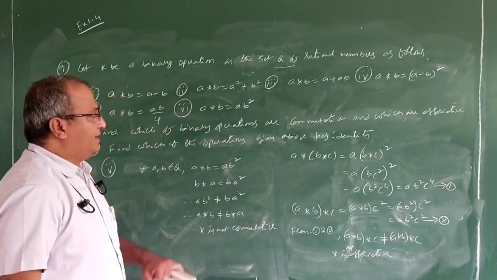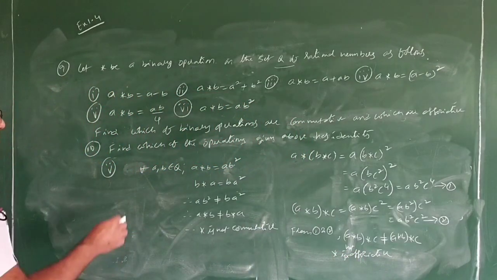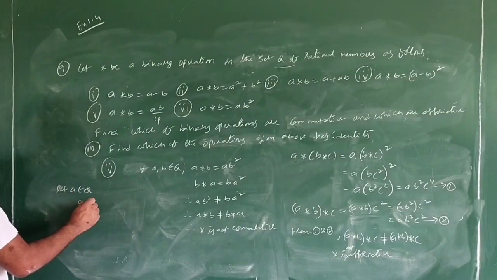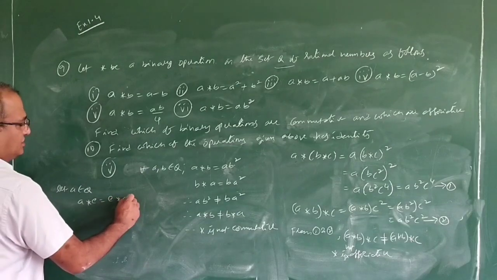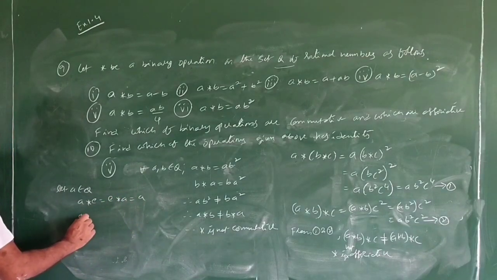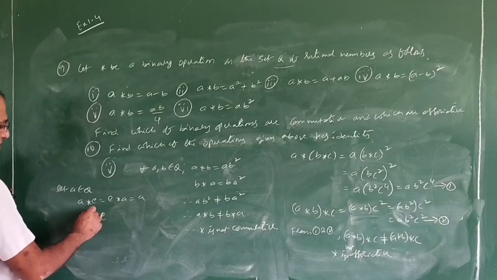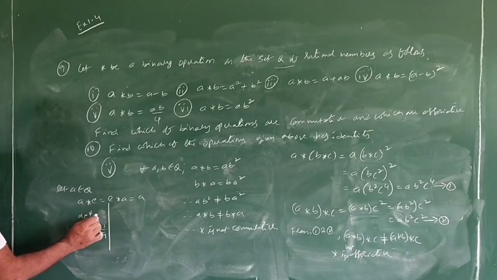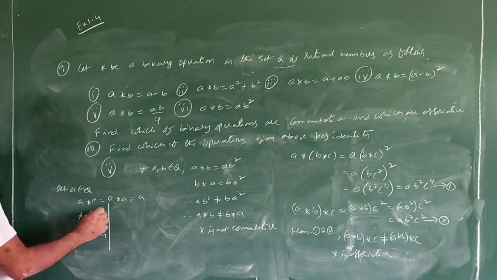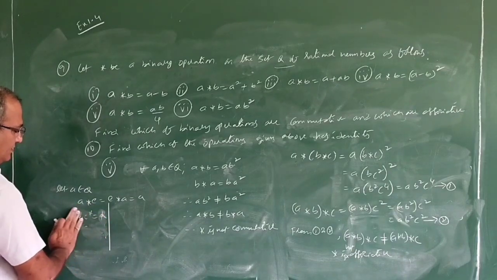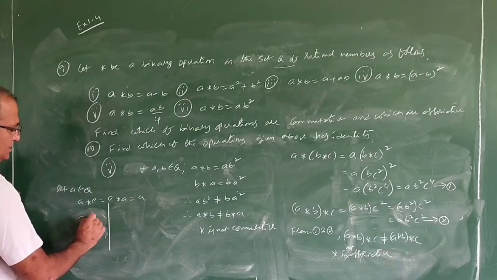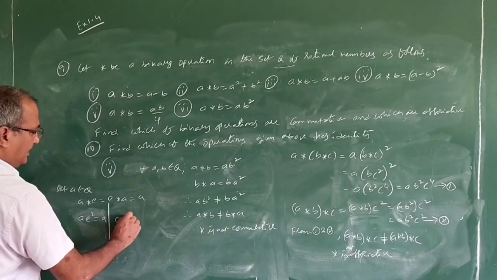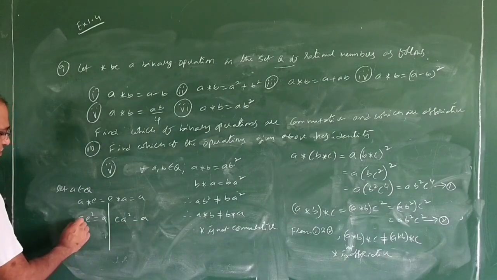So both properties are completed. Now, come to the identity. Let A belongs to Q. A star E, E star A is equal to A. Now, A E square is equal to A. A will get cancelled. Here E square is equal to 1, and so on. From the other side, E is equal to 1 by A we are getting.